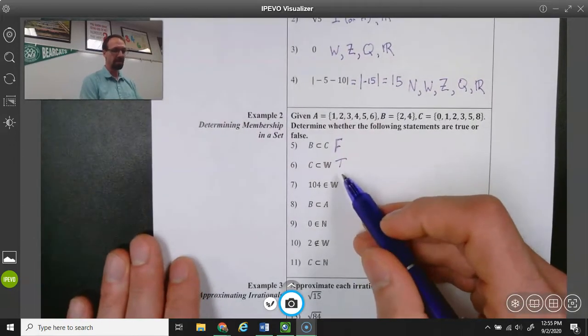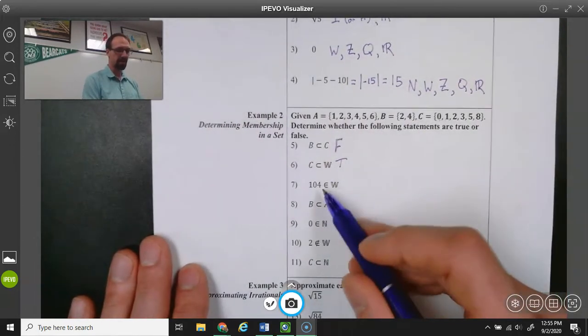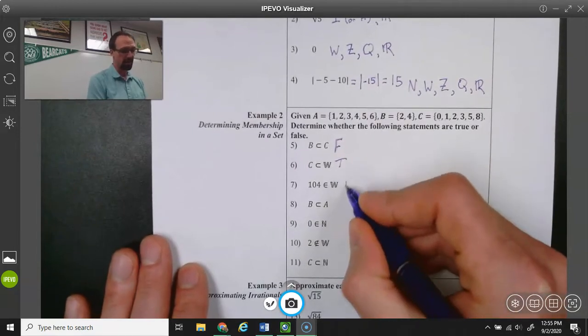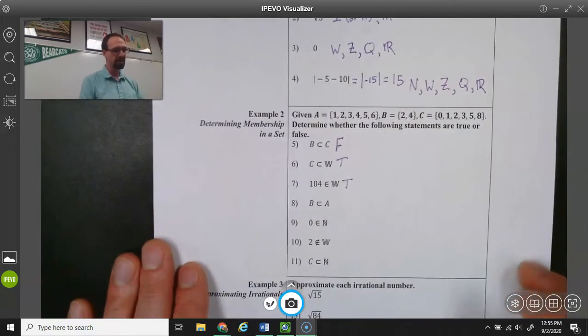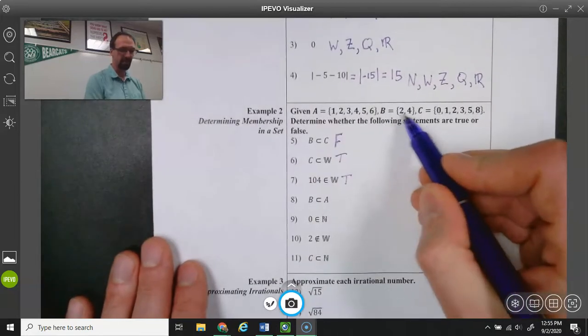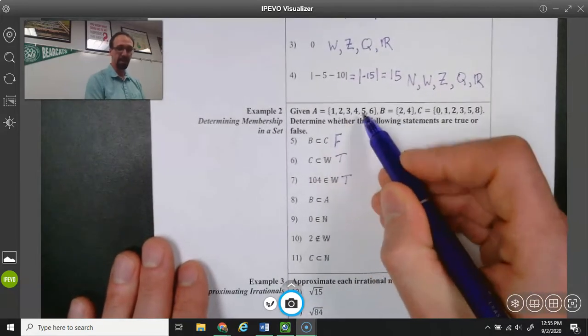104 is an element of the whole numbers. You don't actually need to be looking at any of these up here. This is talking about just in general. 104 is an element of the whole numbers. B is a proper subset of A. So 2 and 4 are both contained within A, so this is true.